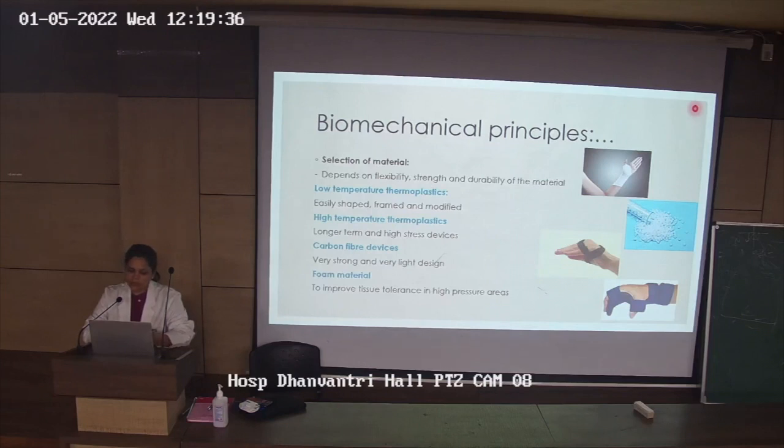Once you have made it with the carbon device, you have to reframe it again. You can't use the same one. And the last one is the foam material, which is important to improve tissue tolerance in high pressure areas to prevent skin breakdown. Apart from it, various materials such as wood, iron rods, iron splints or steel, and springs are also used in orthoses.